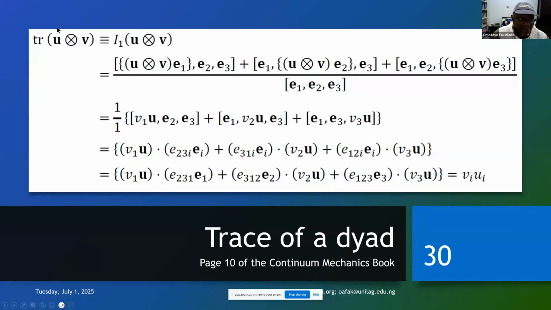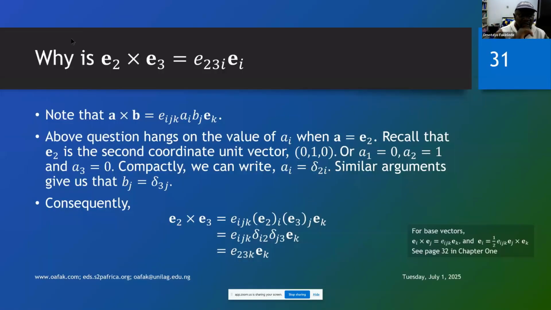So anytime you try to take the trace of a dyad, just take the dyad symbol away and turn it to a dot. Finish. That is all you do. So that's very, very powerful. And I didn't know that I explained it anywhere, but it's in the book if you look at it.